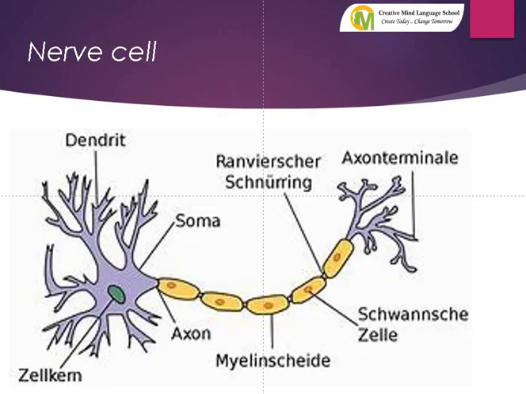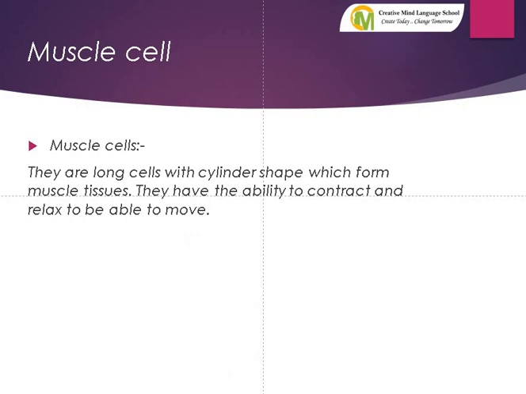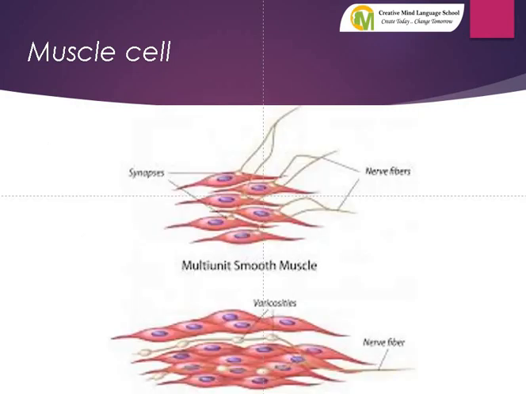Okay, muscle cells. Muscle cells are long cells with a cylinder shape which form muscle tissue. They form what? Muscle tissue. But what is their ability? They have the ability to contract and relax, to be able to move your muscles and your body. And its shape, as we see, is long and wide, so it can contract and relax.